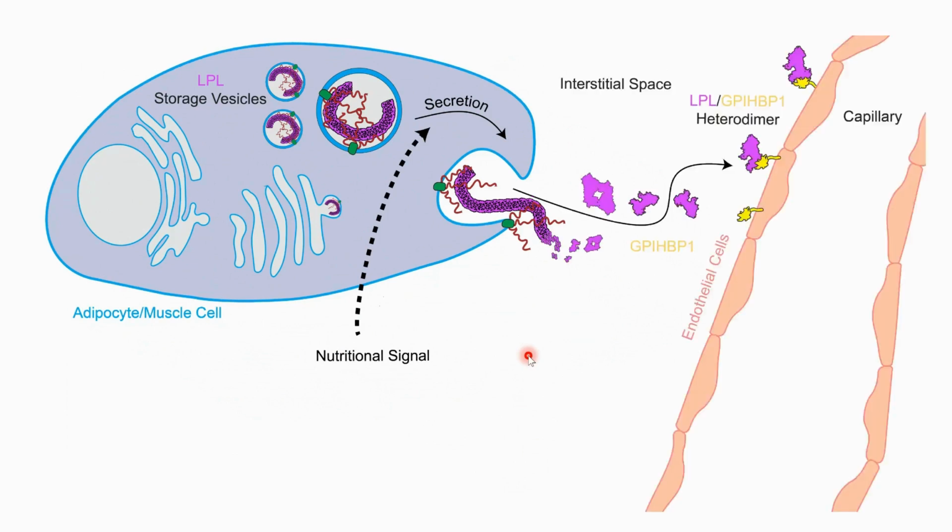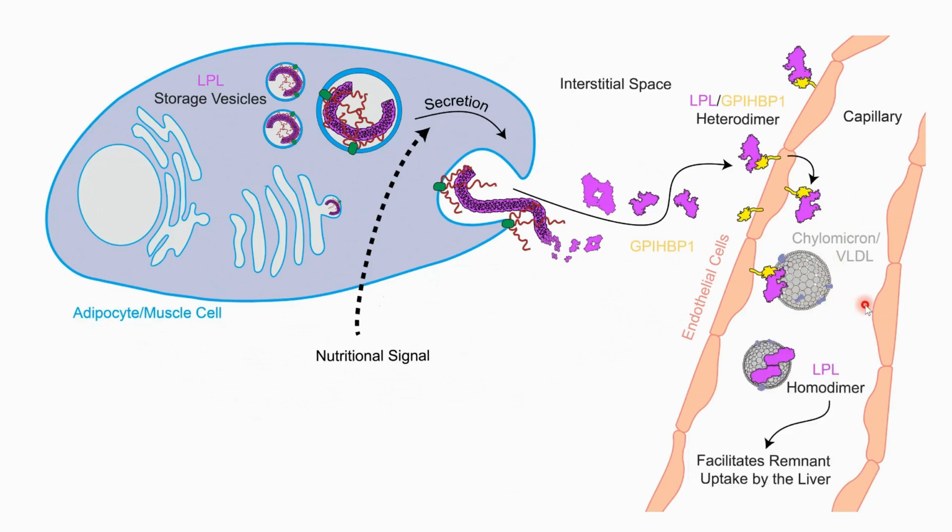After their secretion, the LPL enters the interstitial space. LPL has to then transit the interstitial space to arrive at the capillary endothelium. These endothelial cells are producing GPI-HBP1, which is a partner protein to LPL. LPL forms a complex with GPI-HBP1, and it actually facilitates LPL's transfer from the interstitial space into the capillary itself. Once it's in the capillary, LPL is then able to interact with chylomicrons and VLDL and work on its triglyceride substrates, liberating free fatty acids.